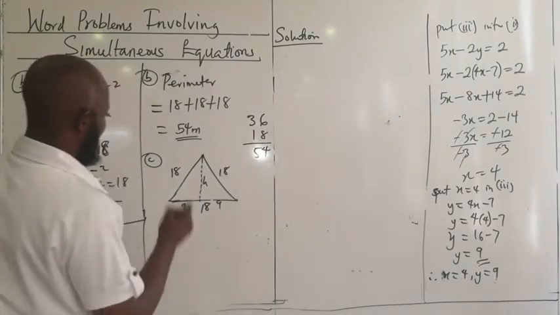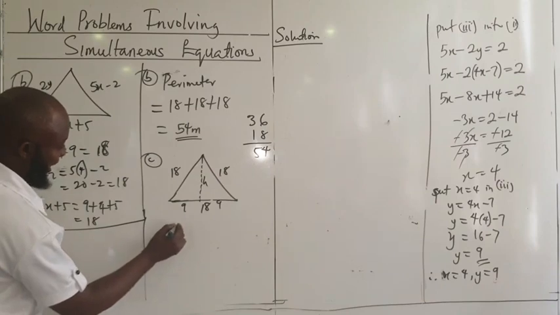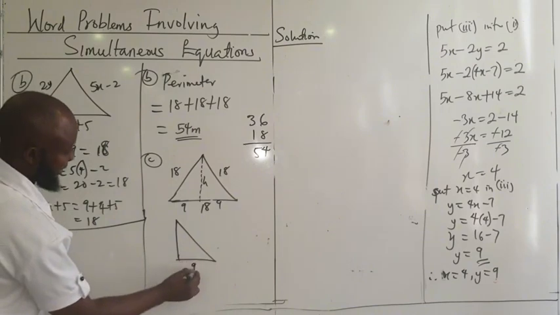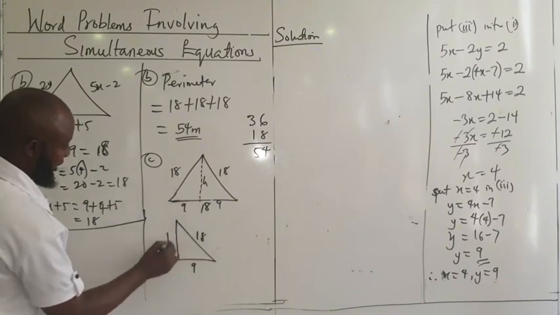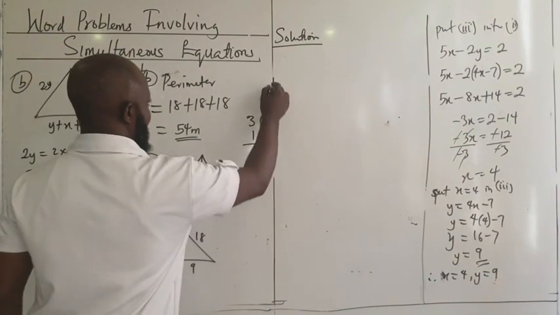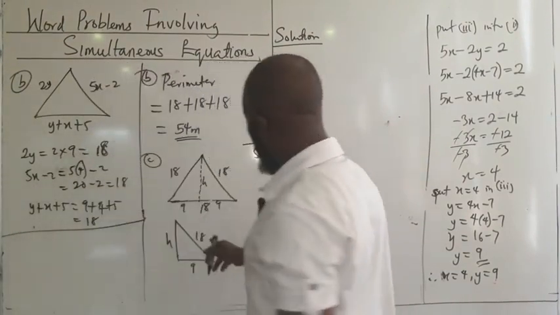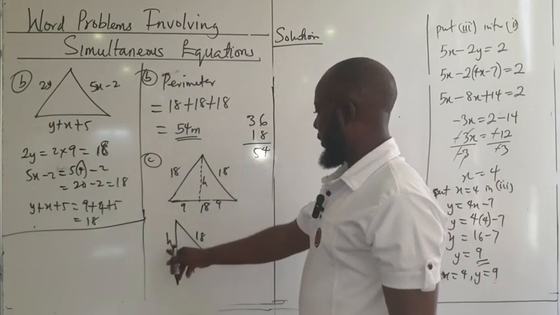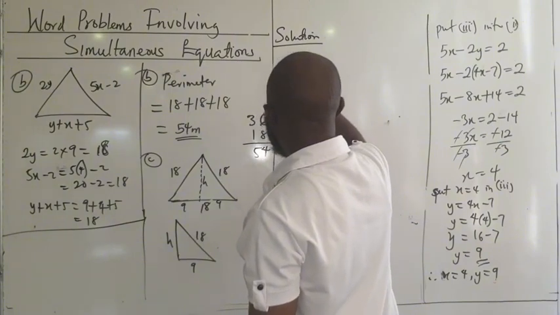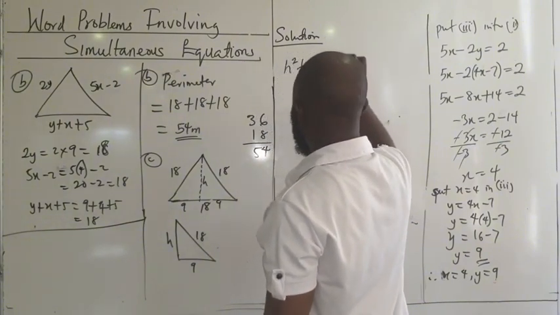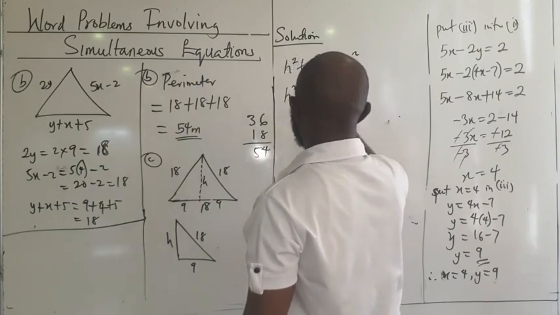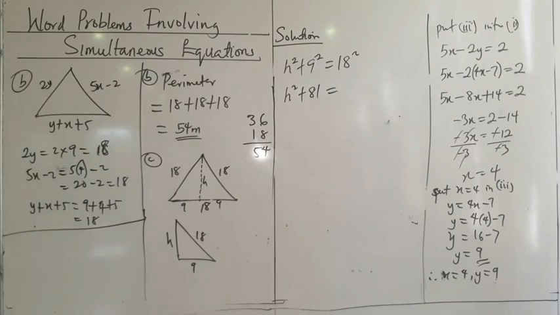So in this case, we're going to bring out the right angle triangle. So this is 9, this is 18, and it is this that we're looking for, h, right? So we are going to use Pythagoras theorem, which says hypotenuse squared, which is 18, equals opposite squared plus what? Adjacent squared. That means 18 squared equals h squared plus 9 squared. So that means h squared plus 81 equals 18 squared. Let's use the calculator.